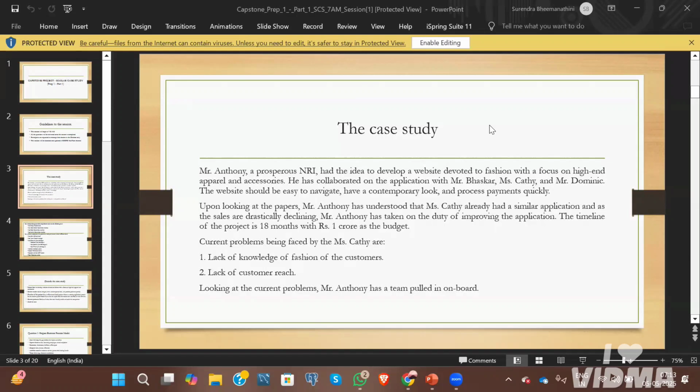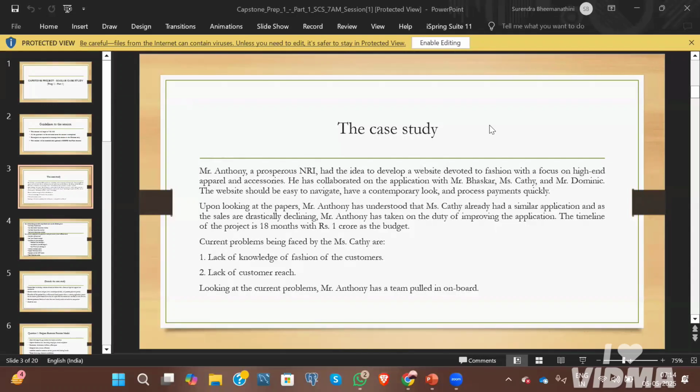Upon looking at the papers, Mr. Anthony understood that Mr. Kathy already had a similar application, but the sales are drastically declining. So while going through the documents, the NRI found that Miss Kathy already has a similar kind of application, but its sales are drastically declining. So Mr. Anthony has taken on the duty of improving the application. The timeline of the project is 18 months with rupees 1 crore as a budget.